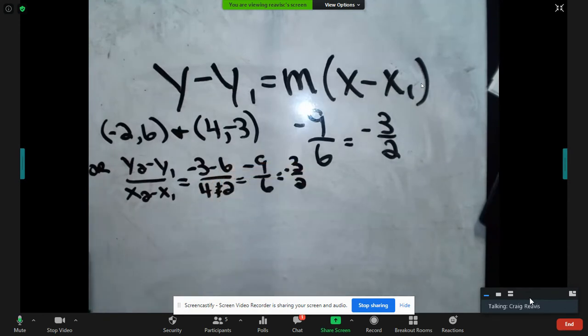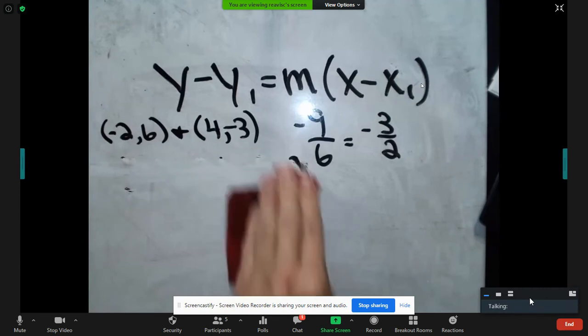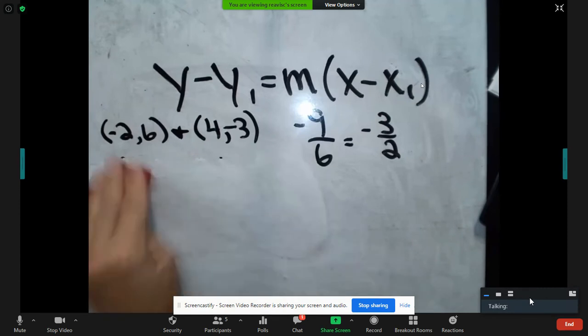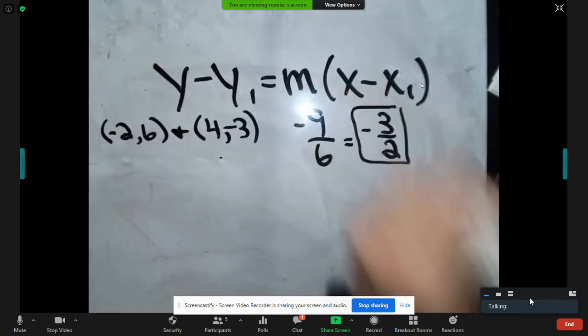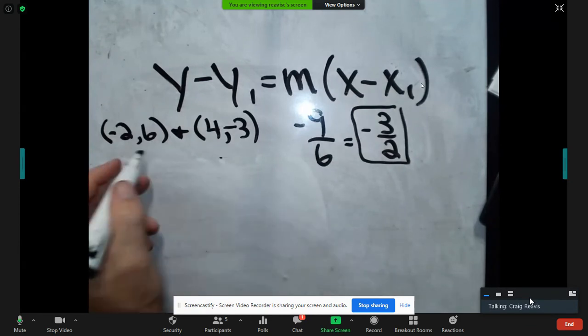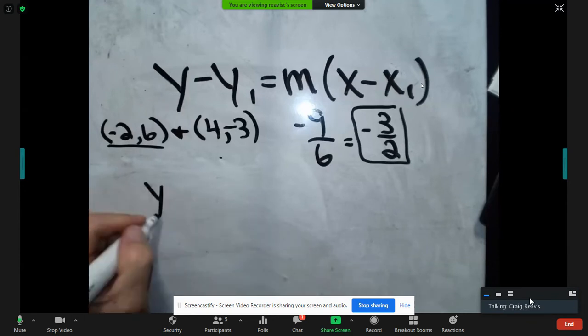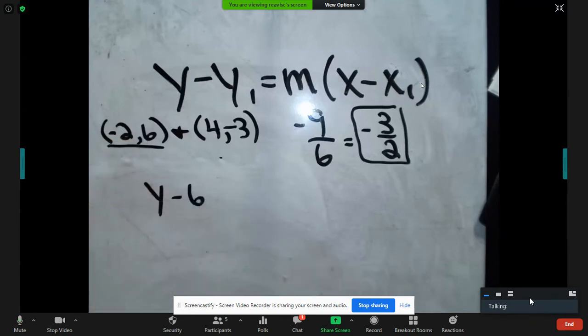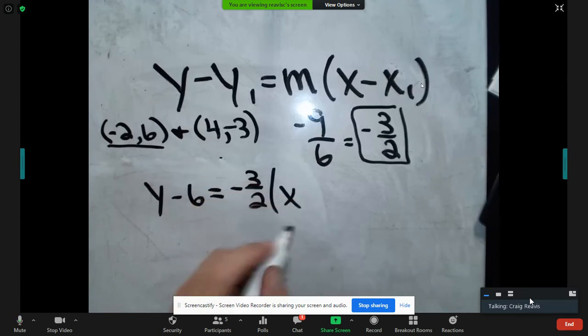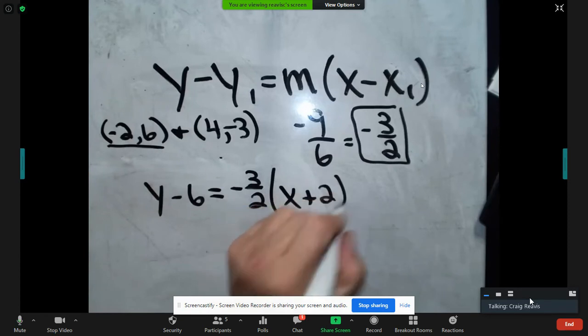All right, now I'm going to erase that. So now we have the slope, and we have 2 points on the line. So let's use this point first. So I just plug in y minus 6 equals -3/2 is the slope, x minus a -2 would be +2. Now, generally speaking, whenever we do this, they're going to ask us to put it in slope intercept form.